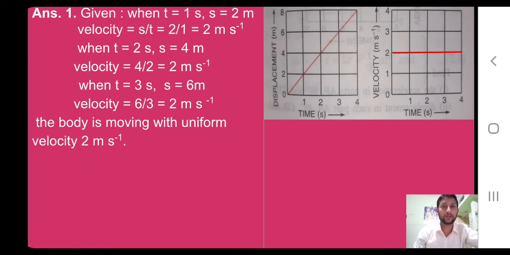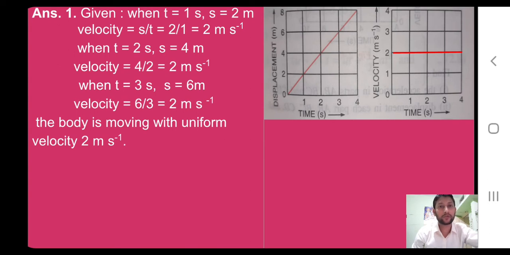And the question asks, find the velocity when t is 1 second, 2 second and 3 second. So when t is 1 second, from the graph you can see that the displacement is 2 meter, that is s is equal to 2 meter. So velocity is displacement by time, which is s by t, which is equal to 2 by 1 equal to 2 meter per second.